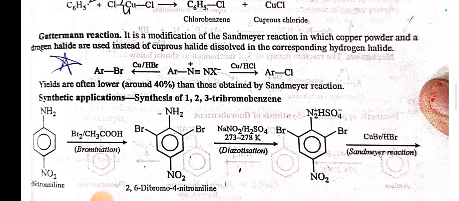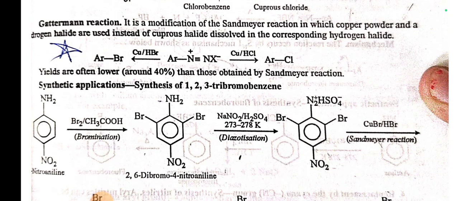Gattermann reaction. It is a modification of Sandmeyer reaction in which copper powder and a hydrogen halide are used instead of cuprous halide dissolved in the corresponding hydrogen halide. ArN2+X- in presence of Cu/HBr gives ArBr, and ArN2+X- in presence of Cu/HCl gives ArCl. Yields are often lower, around 40%, than those obtained by Sandmeyer reaction.